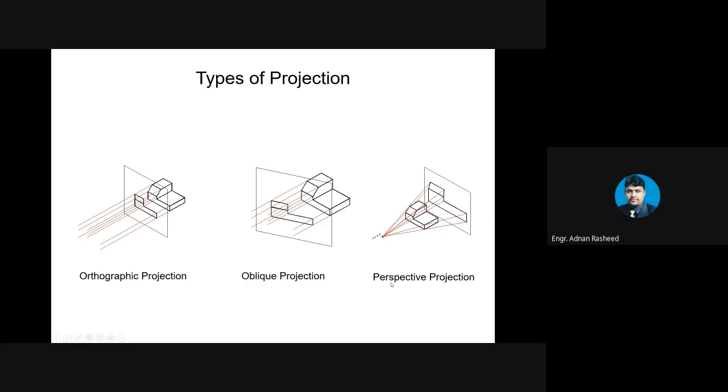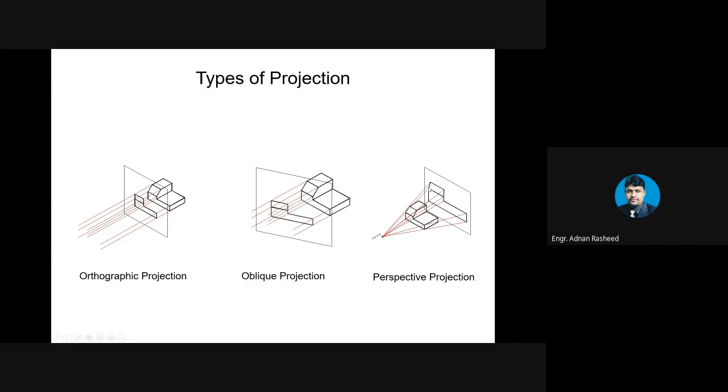The third one is perspective projection. In perspective projection, you have a screen, you have a source point. For example, if you are standing here and you are looking at this part, so definitely the rays of sight will originate from this and they will strike with the edge and then hit the picture plane.